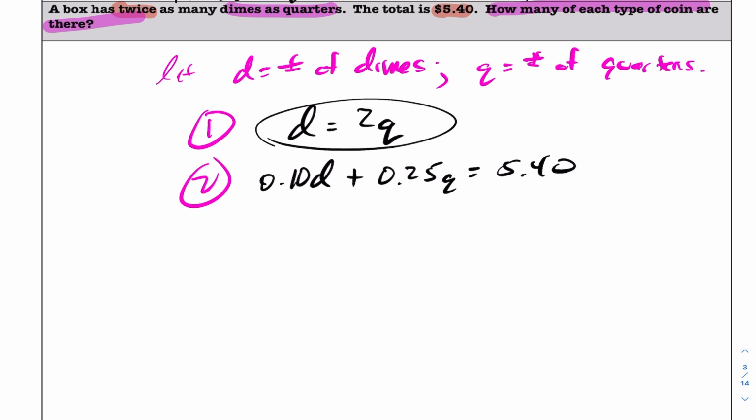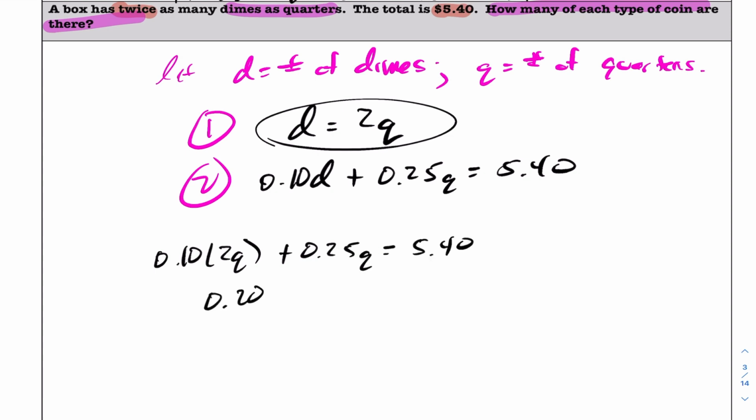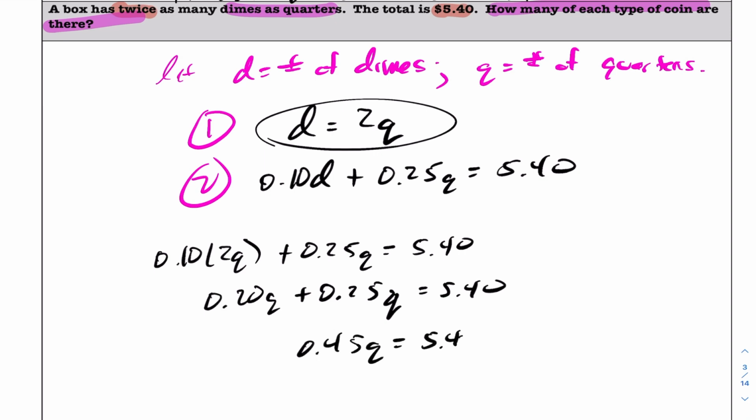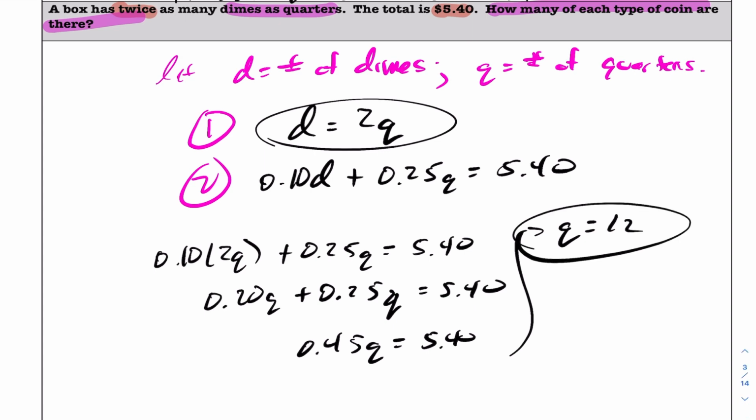In this case, you're set up perfectly for substitution. I'm going to sub D into equation 2. So we get 0.10 times 2Q plus 0.25Q is 540. 0.20Q plus 0.25Q is 540. 0.45Q is 540, and I can divide out that 0.45 and I get 12. So I end up with 12 quarters, and if there are 12 quarters, there must be twice as many dimes, so there are 24 dimes.